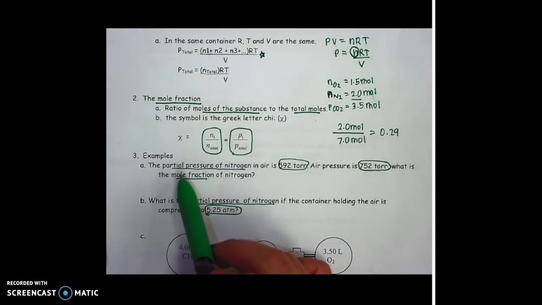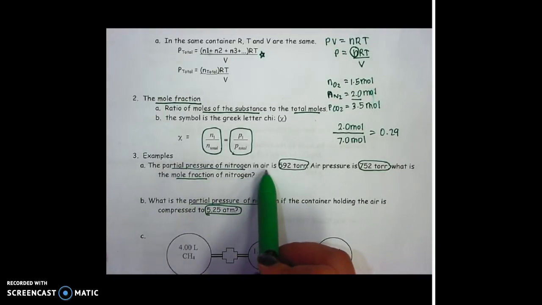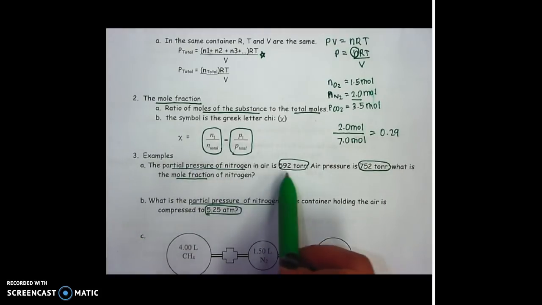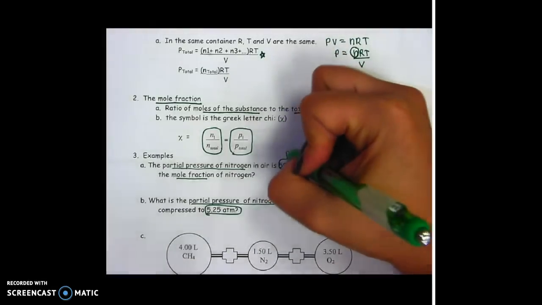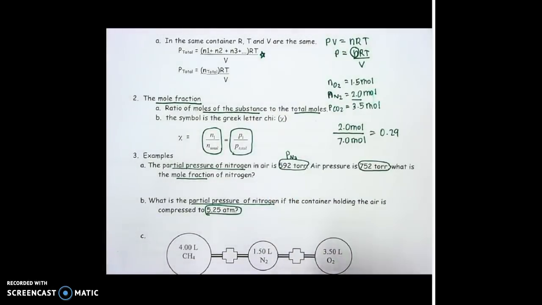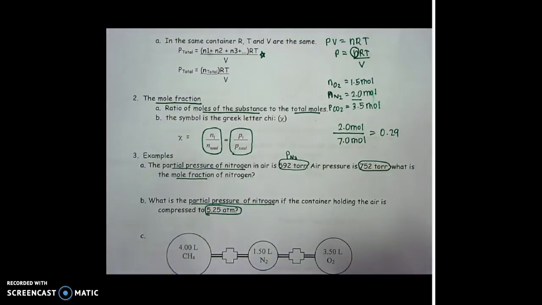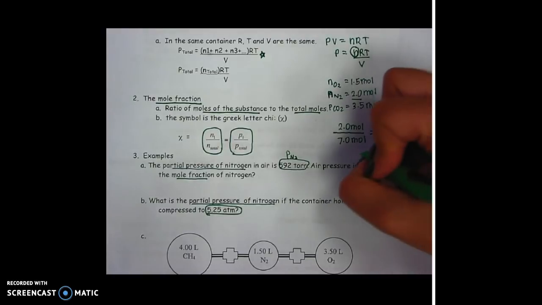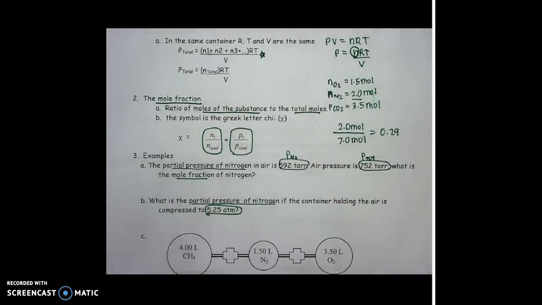So this time you guys are told that in air, you know that air is a mixture of different types of gases, but the partial pressure of nitrogen in air is 592 torr. So this is my pressure of just nitrogen. So PN2 is 592 torr. The total air pressure is 752 torr. So this is my total. It says, what is the mole fraction of nitrogen?